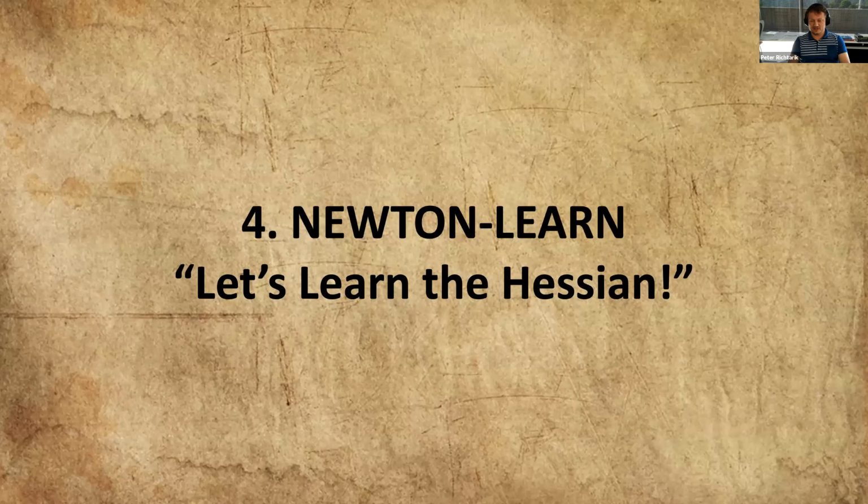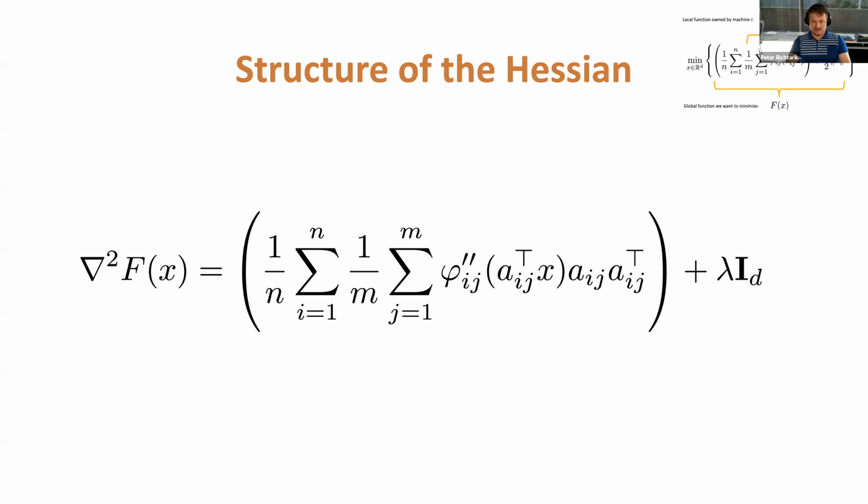Well, we have to change the method, and we're changing it by learning the Hessian. So this is an idea that also appears in quasi-Newton type methods, but our method is not a quasi-Newton type method. It's a different type of method. We try to learn the Hessian in a communication efficient way. So here's the idea. Let's first look at the structure of the Hessian.